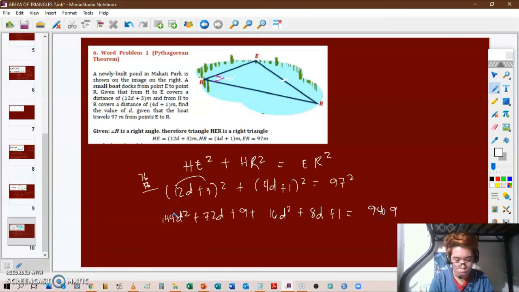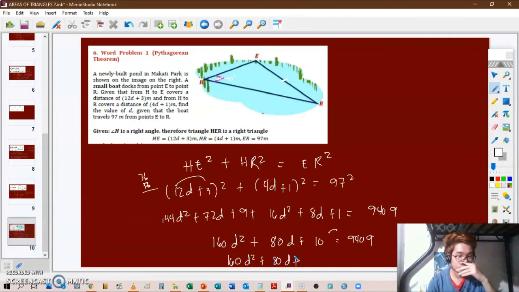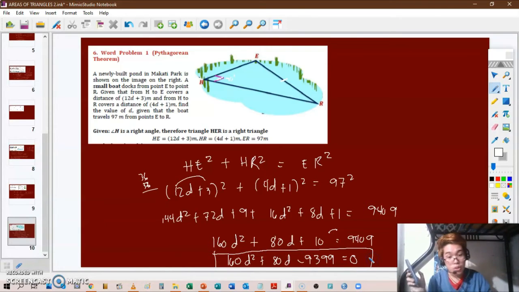So 144 plus 16 is going to give you 160d squared, plus 72 plus 8, you're going to get 80d, plus 10 is equal to 9,409. And then if we subtract, we're going to get 160d squared plus 80d, and actually it's not going to be a plus, it's going to be a minus. So it's going to be 10 minus 9,409, which gives you negative 9,399, is equal to 0.